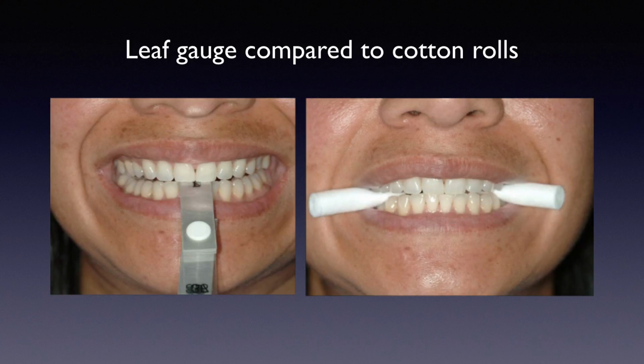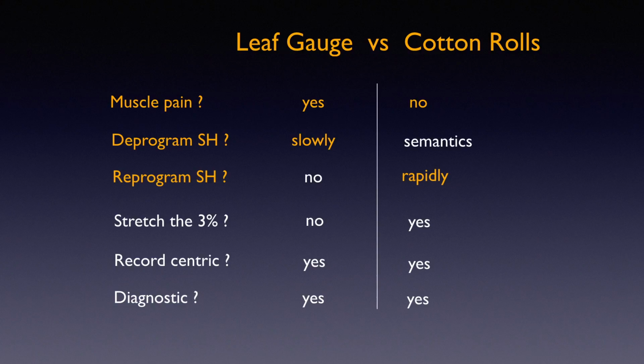So are cotton rolls, and we think they have some advantages over the use of a leaf gauge, which we'll now discuss. When using the leaf gauge, patients frequently experience some muscle pain. They usually do not have pain when using cotton rolls. We think this is because when using a leaf gauge, the superior head engram remains active. When using cotton rolls, it is erased. This is because deprogramming the superior head takes place rather slowly, whereas reprogramming it is very rapid.